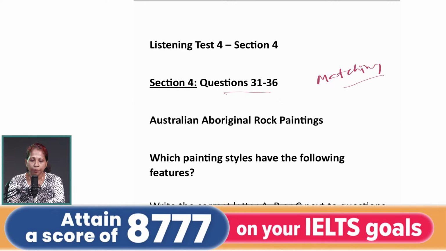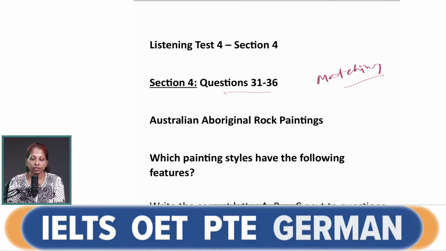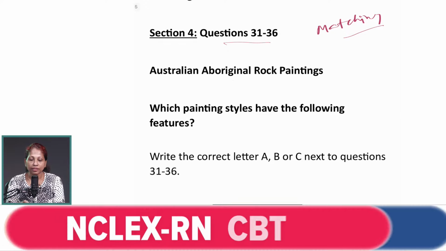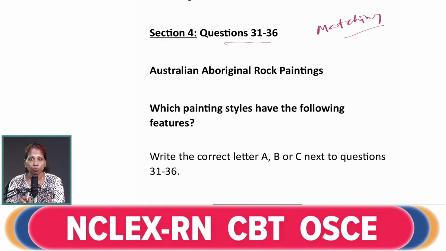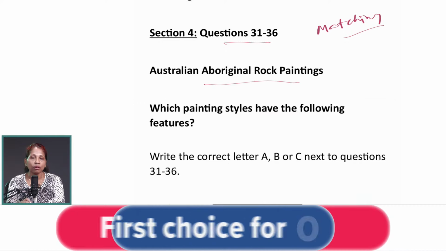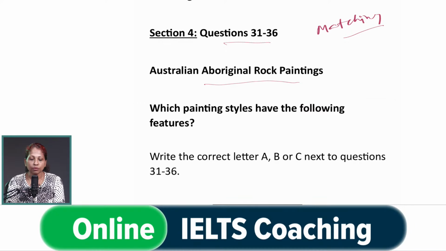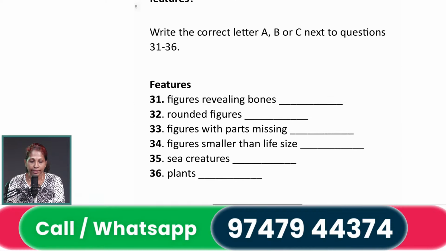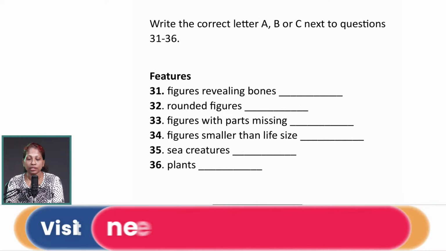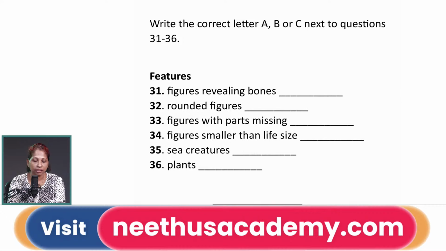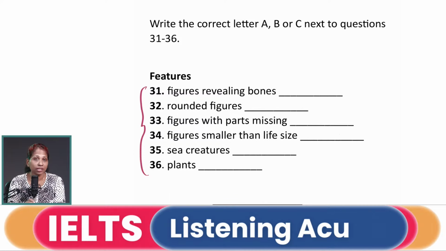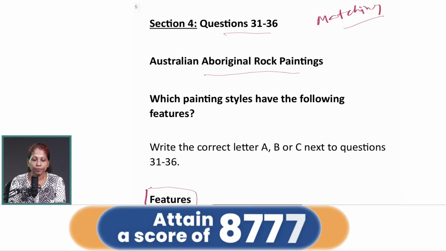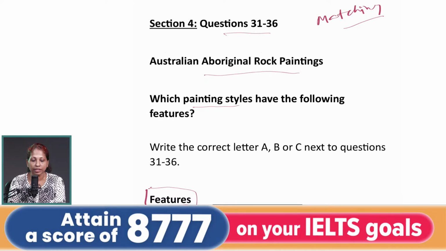So here, Section 4, questions 31 to 36. Now the title of the audio was speaking about Australian Aboriginal rock painting. So that's the title. And then the question comes: which painting styles have the following features? Write the correct letters A, B, or C next to questions 31 to 36. And these are the questions. Three options, right? Feature. Then what are they? That's the title given. These questions are actually the features of what? Features of painting styles. That painting styles have been given down.